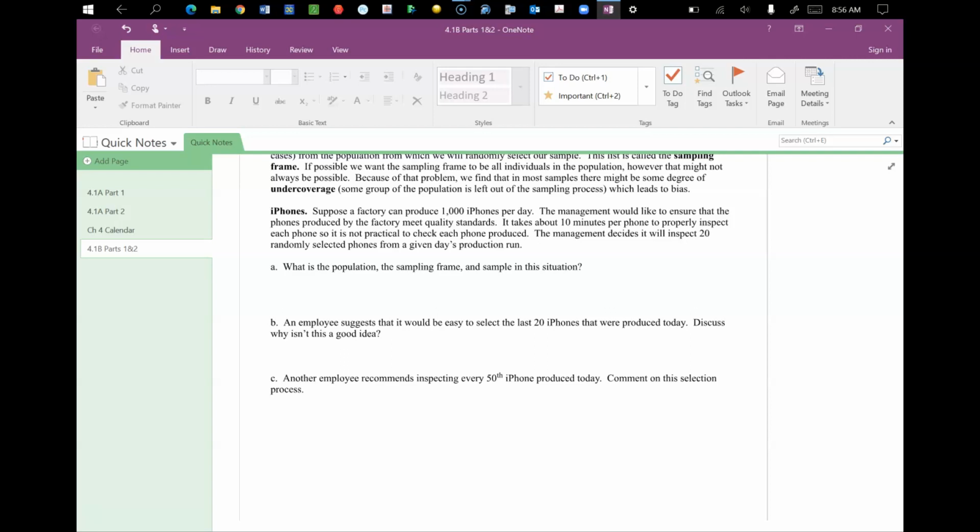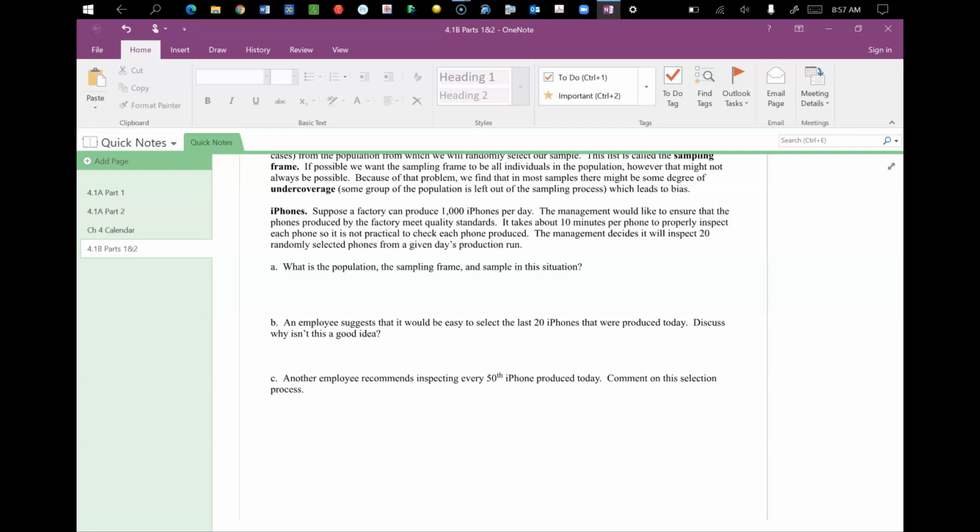Well, if they're going to be sampling every day, then the population is the 1,000 phones that are produced that day. The sampling frame, in this case, our sampling frame should be the same as our population. You could say that the sampling frame is a list of the population. In this case, we could say it's all the unique serial numbers for the 1,000 iPhones. And the management decides it will inspect 20 randomly selected phones. So in this case, the sample is the 20 randomly selected phones.